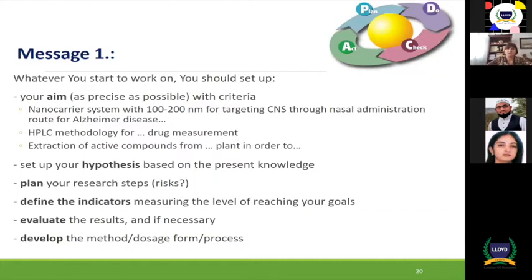So message one here is a conclusion of this, and I'm sure you know it as teachers and researchers, but I want to emphasize that we have to teach this also to our students. So what is your aim? Target product profile, set up hypothesis, plan your research steps, define the risks, define the indicators, evaluate the results, and develop the method.